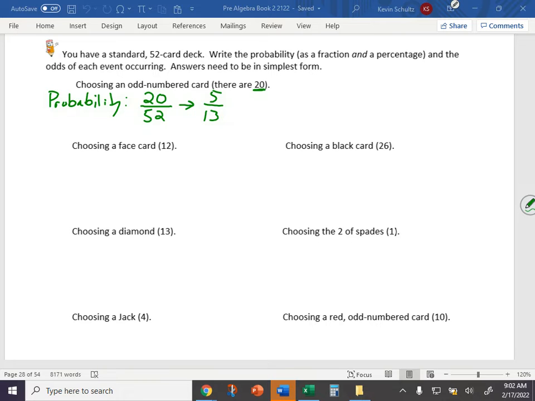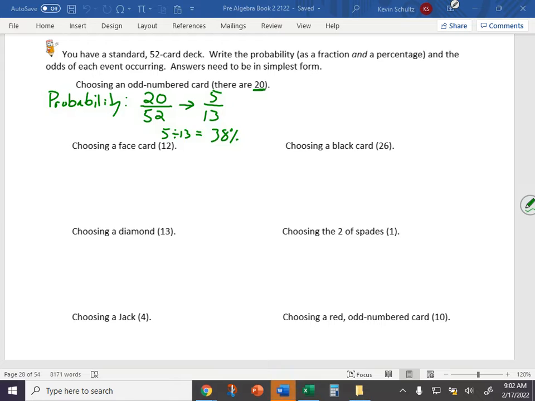It says to write it as a percentage. How would you calculate the percentage 5/13? Blake? In your calculator, you take 5 divided by 13, or 20 divided by 52. Yep. And what percent do you get? You can round it. 38. Do you have a second on that? Yep. Okay. 38%.